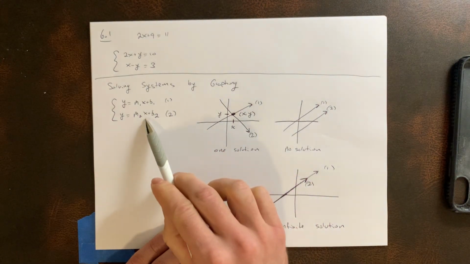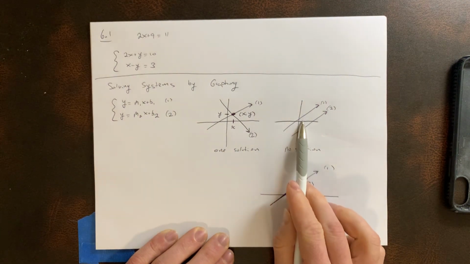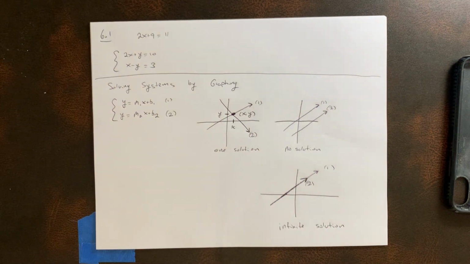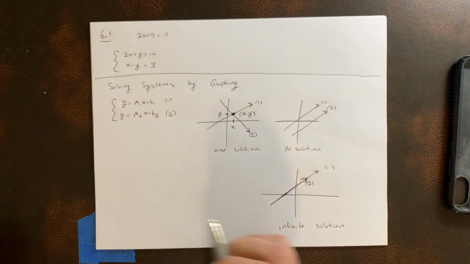So when you have a system of equations and you're solving it by graphing, when you graph, you're going to have one of these three situations: either parallel, they're on top of each other, or you're just going to have one solution. And so that's what we're looking for when we're solving by graphing.